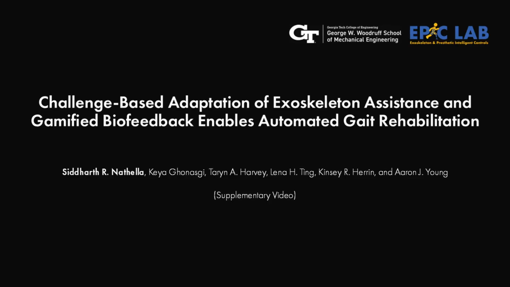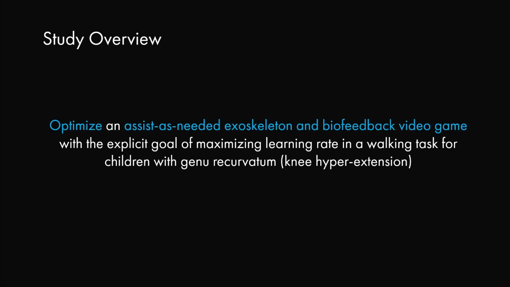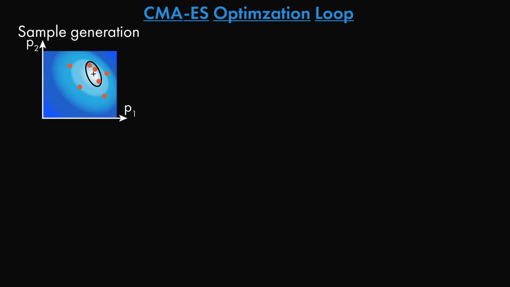The objective of this work was to optimize an assist-as-needed exoskeleton controller in conjunction with a visual biofeedback video game, with the explicit goal of maximizing learning rates in a walking task for children with cerebral palsy. In this study, we used the human-in-the-loop optimization approach with CMA-ES as our optimizer.